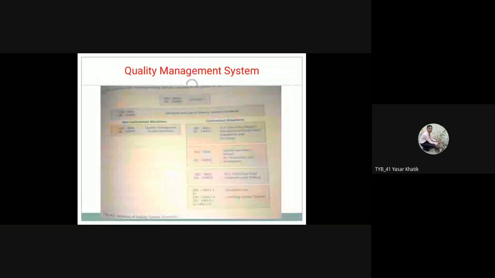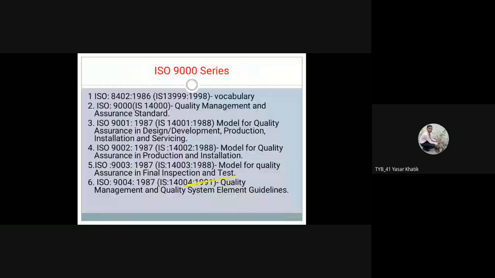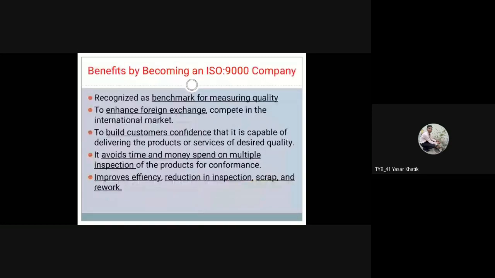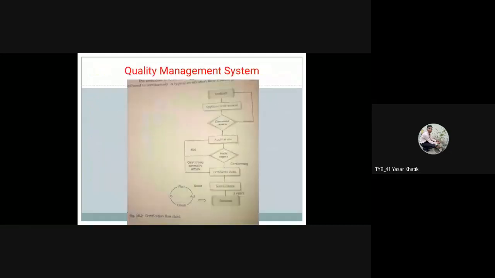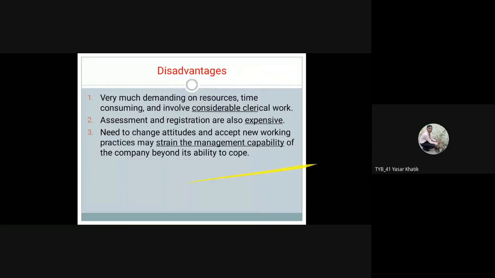So in this, totally whatever ISO standards are set for industry and organizations, whatever information is there regarding those ISO standards, we will be discussing in the next lecture. There are n number of ISO standard series, so that also we will see, and what is the importance of those ISO standards, that we will discuss. Then the benefits of becoming ISO certified for any organization, any company. So what exactly are the benefits, we will see, and there are some advantages, disadvantages, and then the quality management system flowchart, how it works. So those things we will see in the next lecture.